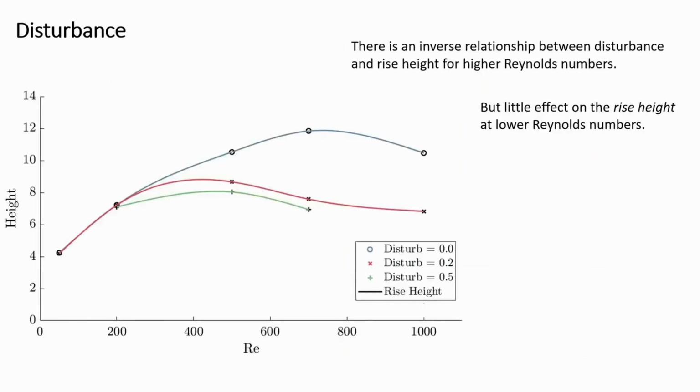Here, the blue line represents no disturbance, the red 20% disturbance, and the green 50%. At low Reynolds numbers, the disturbance doesn't have any effect on the plume's rise height. But as the Reynolds number increases, we can see that the rise height is largely reduced due to the disturbance being applied. There's clearly some important behaviour going on here that should be understood before applying this to our simulations.